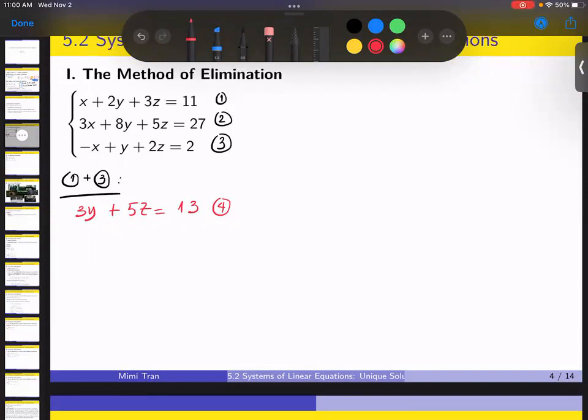Which one do you want to pick? All right, middle and bottom. I like it because they're already opposite: one is positive, one is negative. All I have to do is multiply both sides by 3. Yeah, 3. Darn it. Just do it there. So I'm going to say equation 2 add 3 times equation 3.